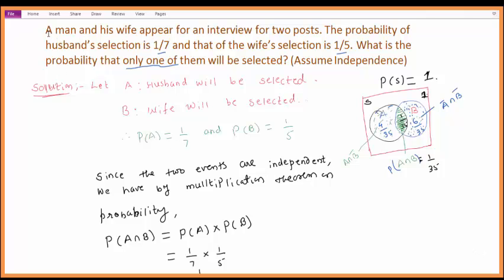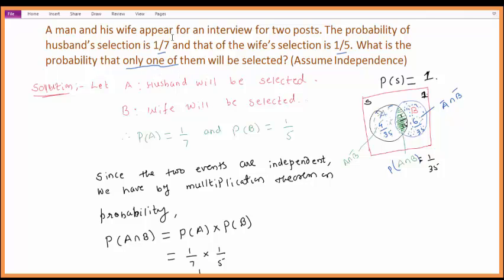Hello students, let us see one more example based on conditional probability. See here, a problem is given. A man and his wife appear for an interview for 2 posts. The probability of husband selection is 1 by 7. That of wife selection is 1 by 5. What is the probability that only one of them will be selected?